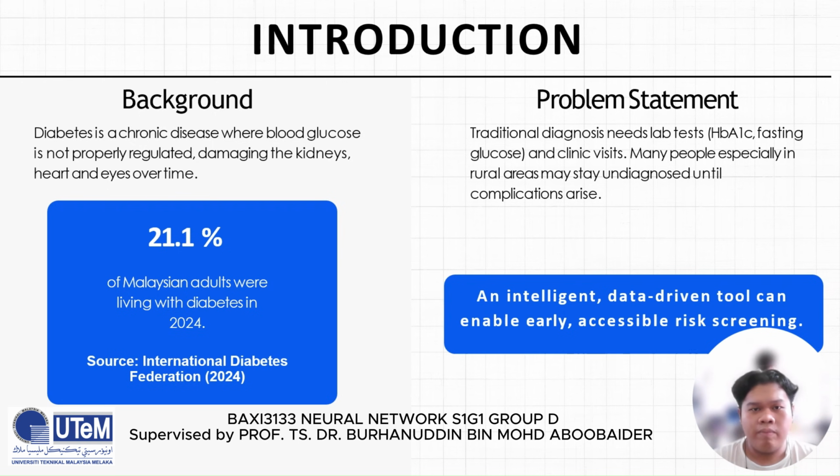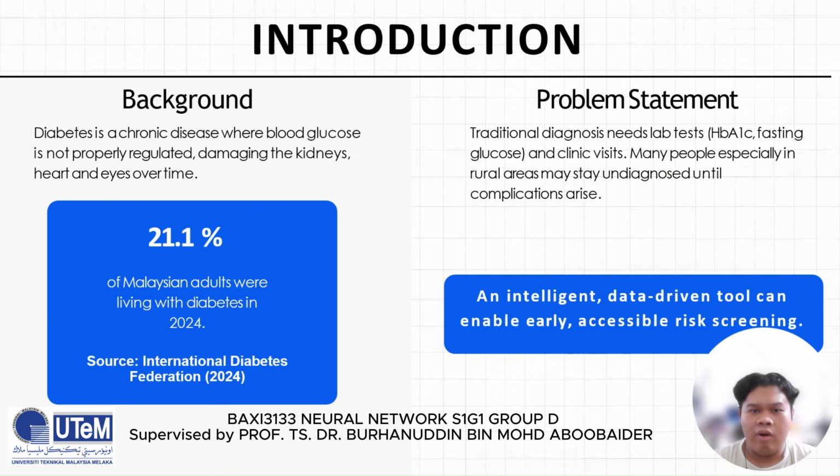Let's begin with a bit of background. Diabetes is a chronic and potentially life-altering disease where the body cannot properly regulate blood glucose levels. Over time, if left unmanaged, it causes severe damage to vital organs like the kidneys, heart, and eyes. To understand the scale of this issue locally, according to the International Diabetes Federation in 2024, a staggering 21.1% of Malaysian adults are currently living with diabetes.